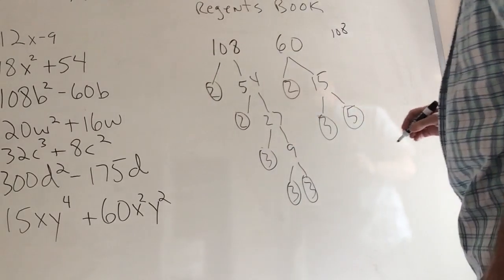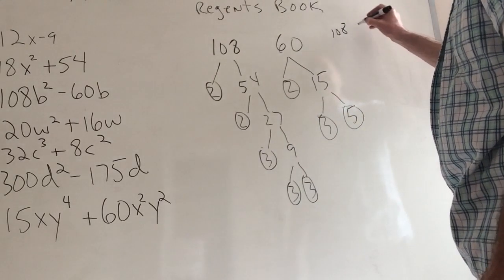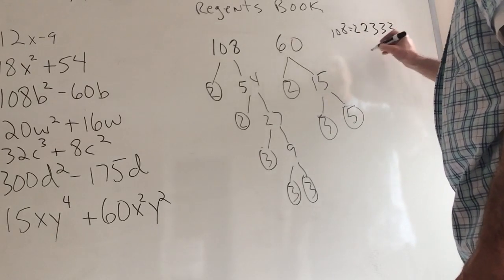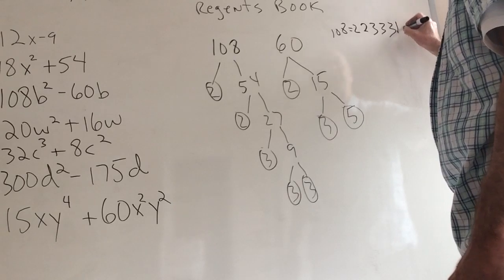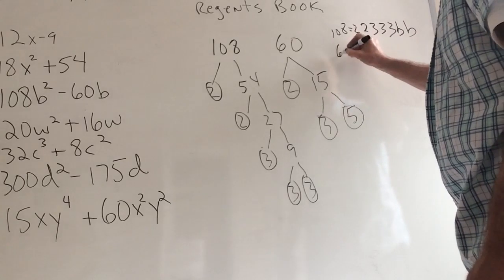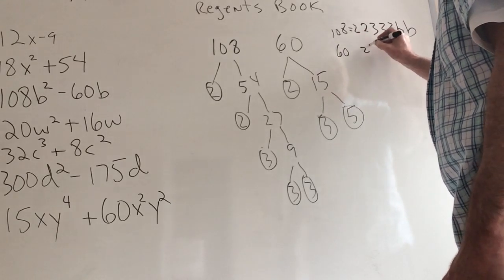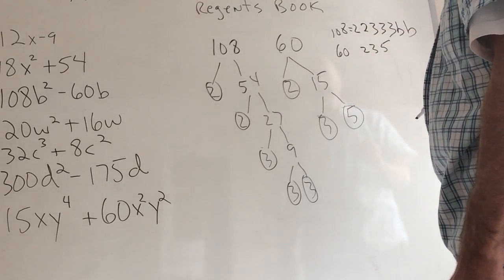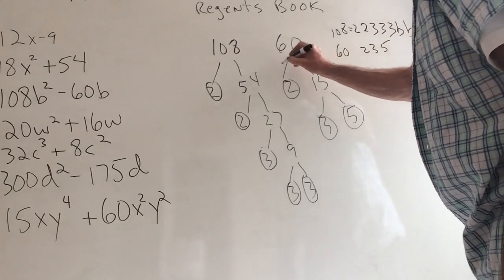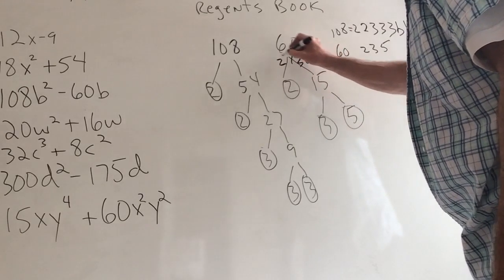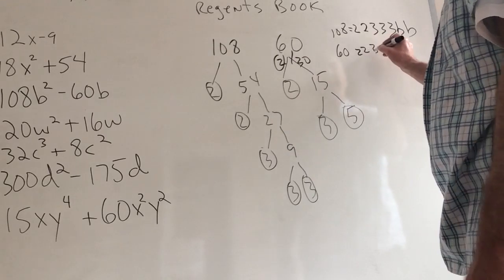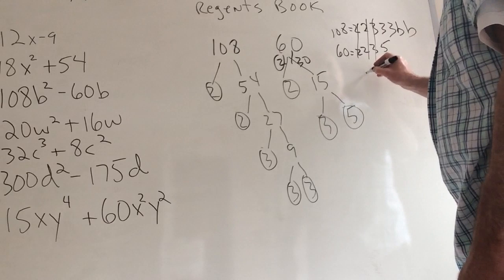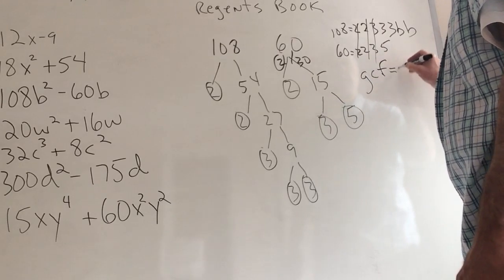I know I'll factor out the b's. So 108 is 2, 2, 3, 3, 3, and there's 2 b's there, and 60 is 2, 3, 5, okay? And let's make sure we got that. We're missing a 2 over here, so there's a 30. So it's 2, 2, and we double check that. 4 times 15 is 60, and then of course we get our GCF, which is 12.